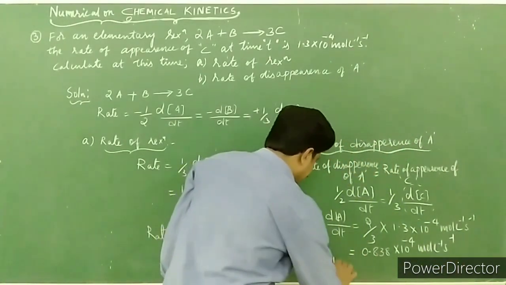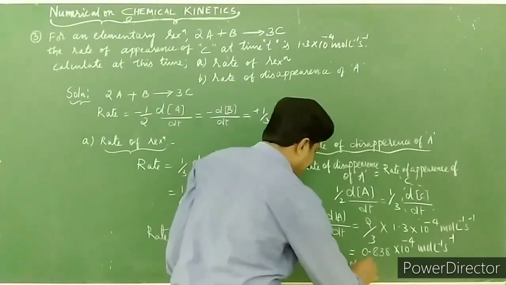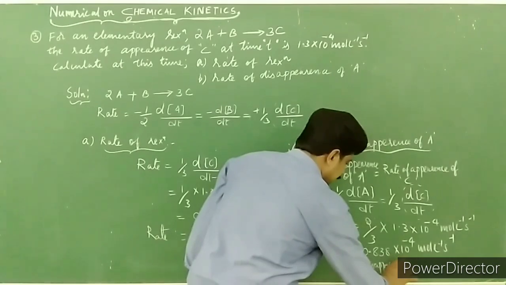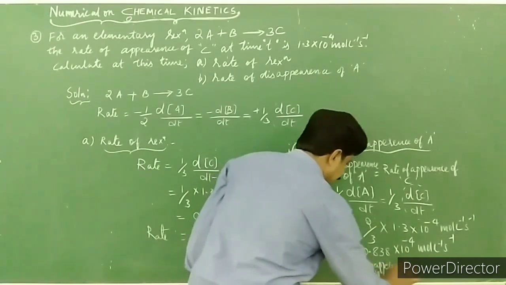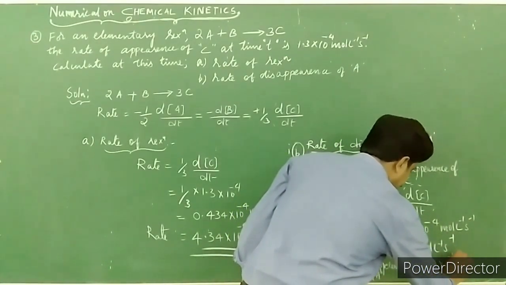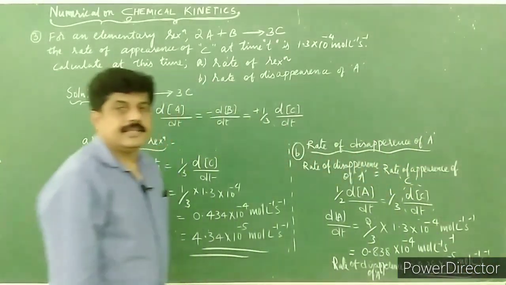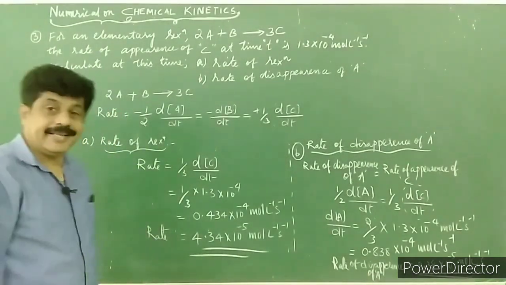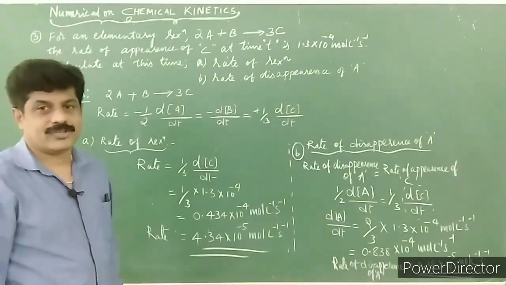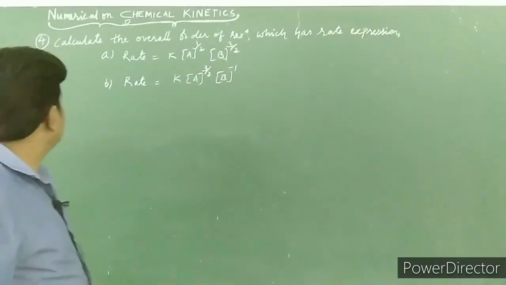Or you change the decimal place, children, you are going to get a rate of disappearance of A is equal to 8.38 into 10 to the power of minus 5 mole per liter per second. This is how you need to solve any numerical where you are asked to find out the rate of a given reaction. Hope you understand that. Let me take up one more numerical. So let me take up the next numerical for you.